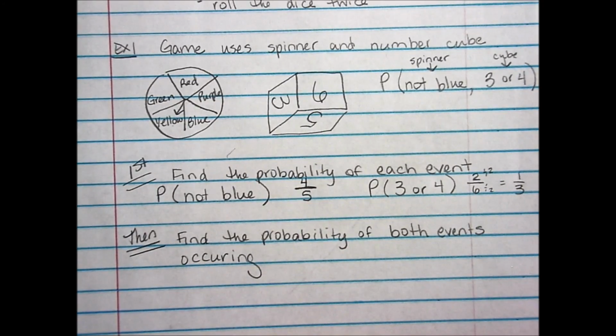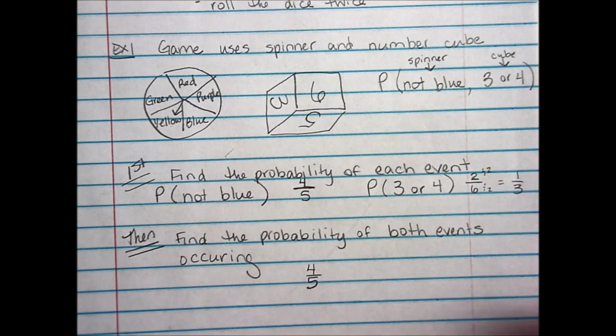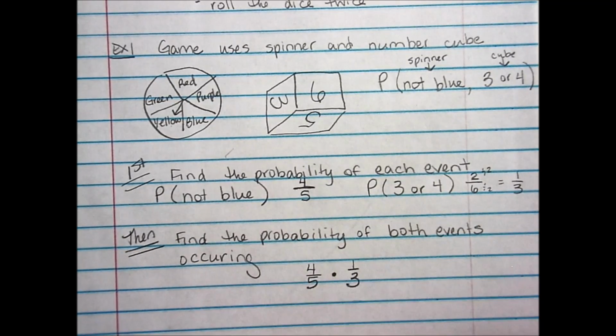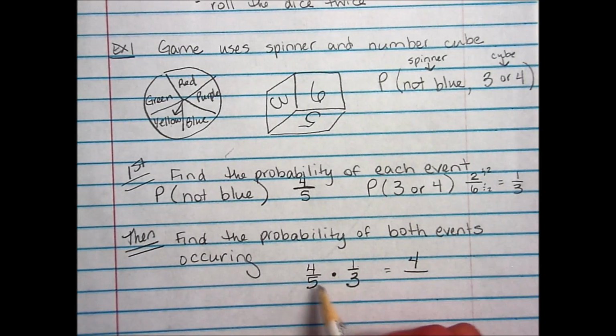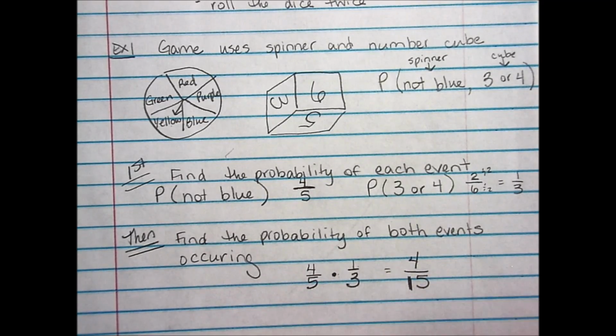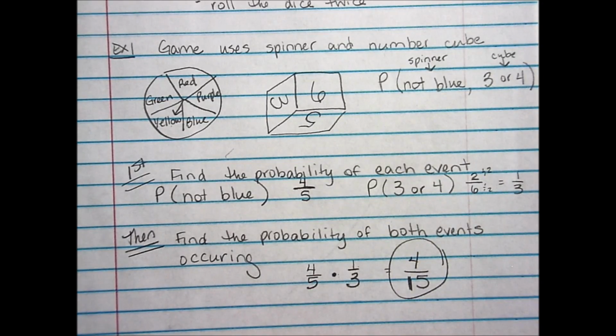All right, and so to do that, we'll multiply. So we've got the first one, which was 4 out of 5, and the second one is 1 out of 3. So 4/5 times 1/3. So there's no crisscross reducing to do. So 4 times 1 is a 4. And 5 times 3 is 15. I double checked, still cannot reduce a 4 out of 15. And so that's my answer.